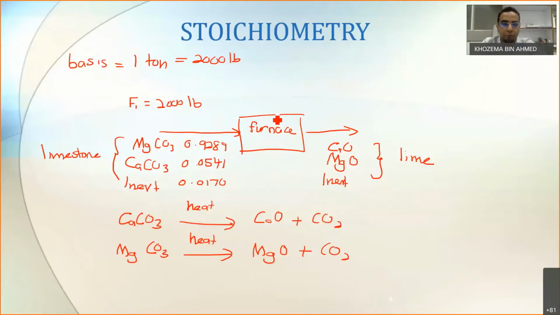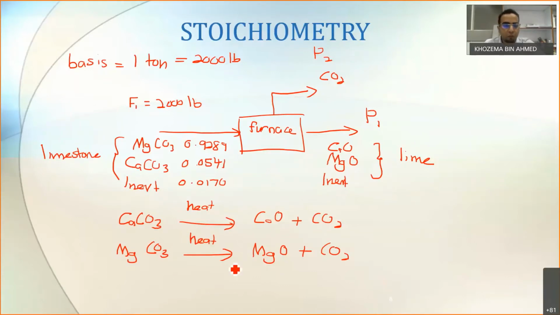So I have to put another product stream coming out from the furnace, and this is going to be my CO2. So I can write here, this one is my product stream 1, this one is my product stream 2. Now this is a completely labeled flowchart.